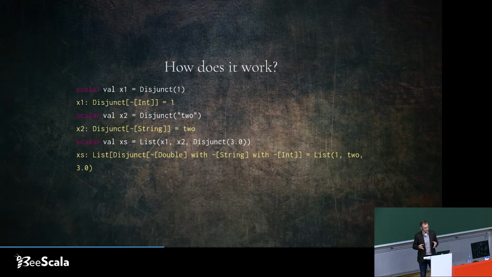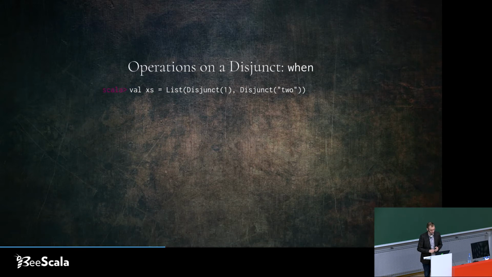We have a type level set representing all of the types that might be represented by the elements in this list. And the types of the elements have now been widened. We've lost the fact that the first one was an int, the second one was a string, the third one was a double. We've found a unified type that represents all of them. But that type is precise enough to represent the fact that the values we're working with could be any one of these things.